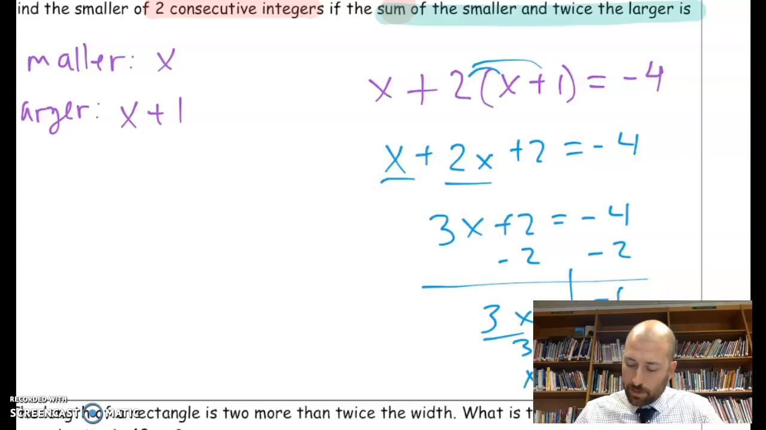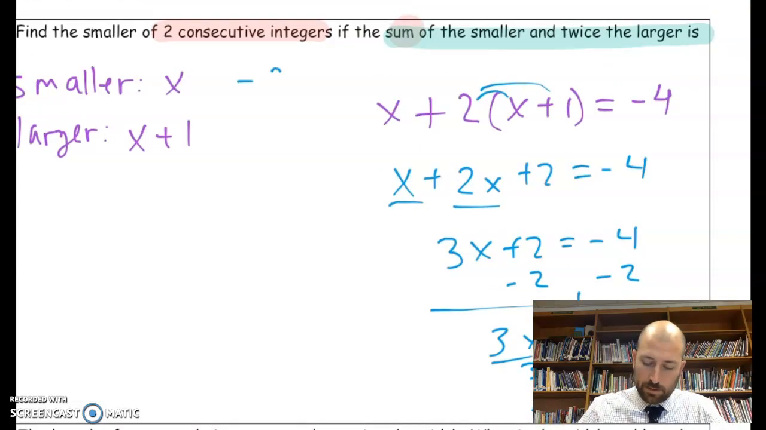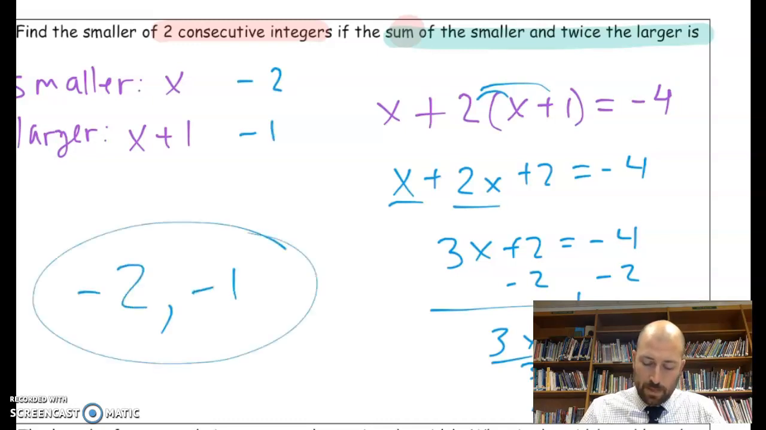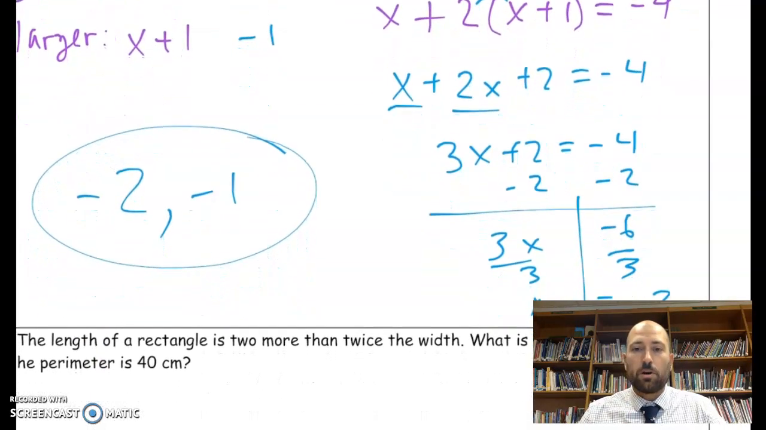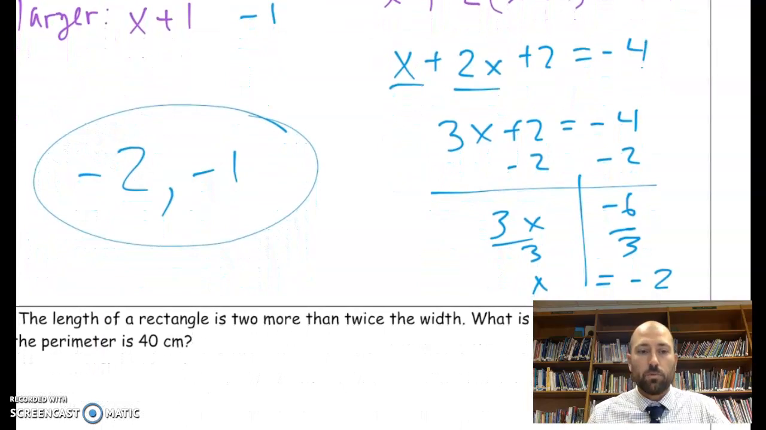X is equal to -2. That means this one is -2, and -2 plus 1 is -1. So my final answer is -2 and -1. Again, not an easy question because we are having to define more than one unknown. And the same thing is going to happen on this one.